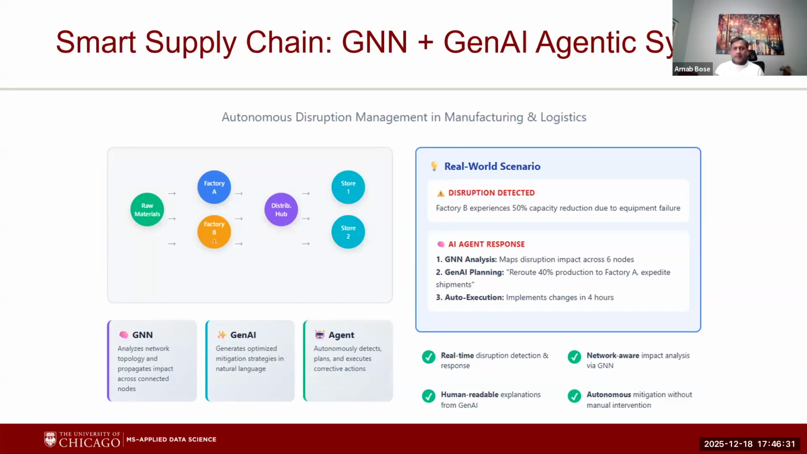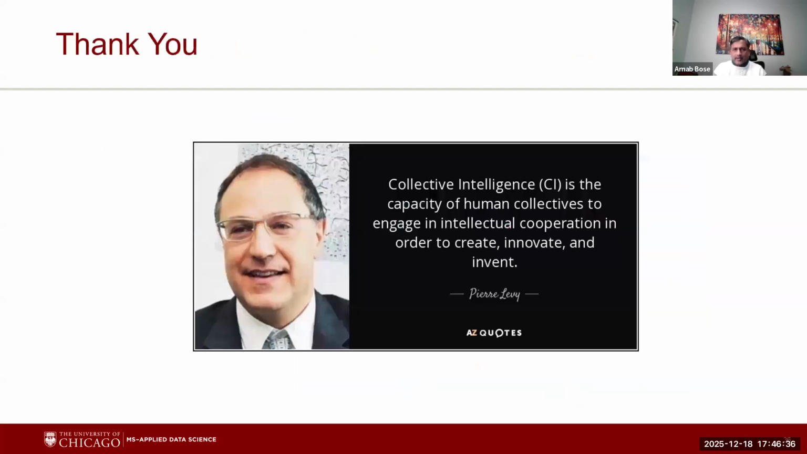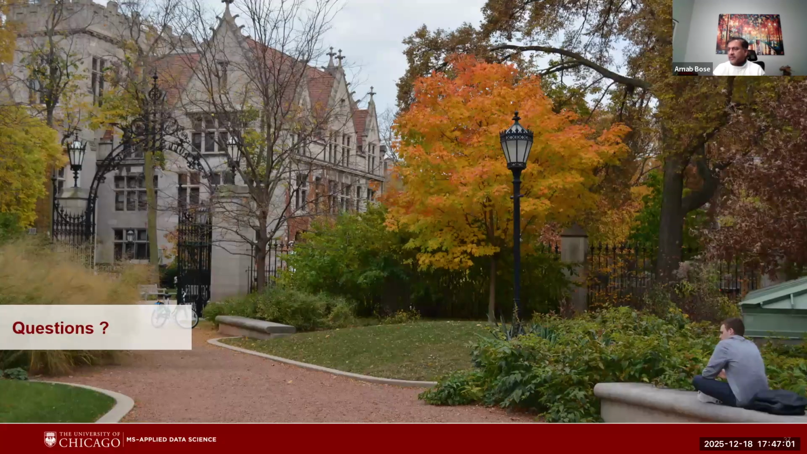All right. That's primarily what I wanted to share with you. I mentioned at the beginning that collective intelligence has been around for a while and is very closely related to connected intelligence. So I thought I'd end with this quote: it's the capacity of human collectives to engage and to create and innovate in a cooperative manner. That's what a knowledge graph enables us to do. So with that, Patrick, I'll hand it back to you.